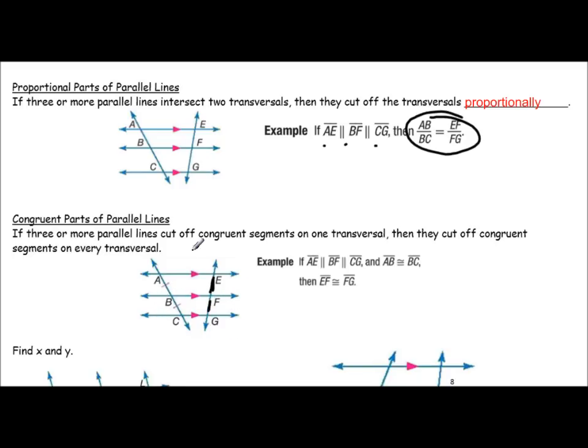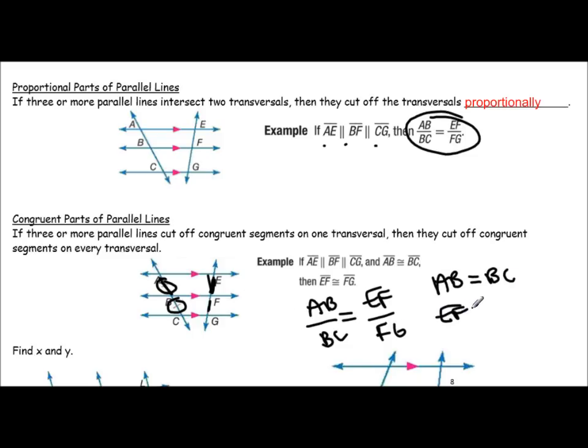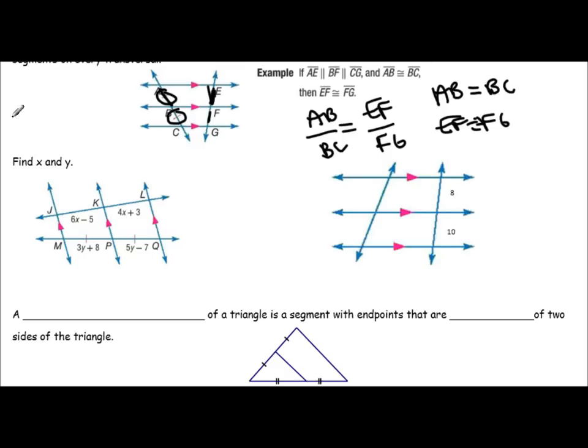You can set up a proportion and say that AB over BC equals EF over FG. But then when you have the congruence here and here, you can also say that AB equals BC and EF equals FG. You can't do that up here because we aren't told that these are congruent, so we can't assume that they are.